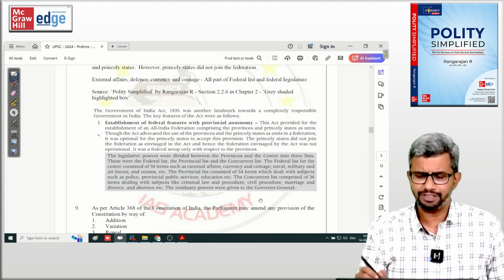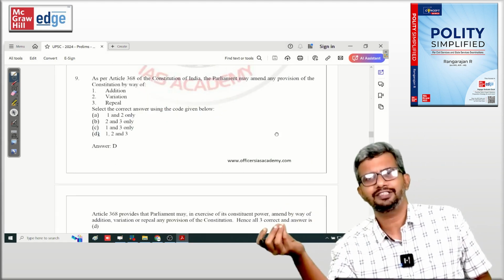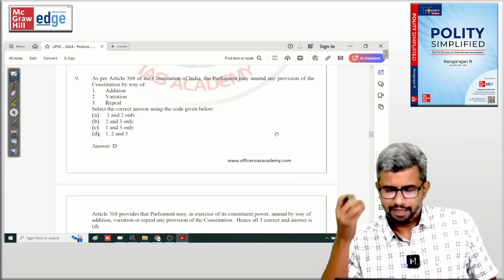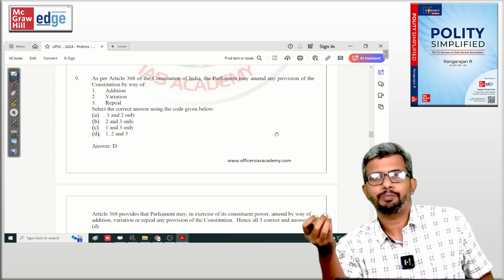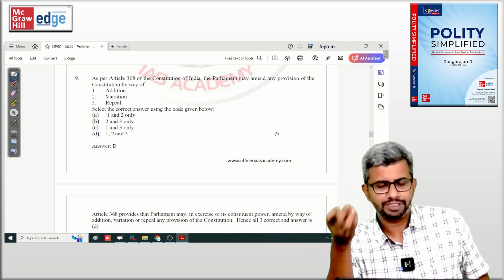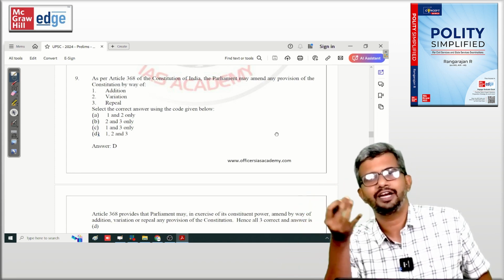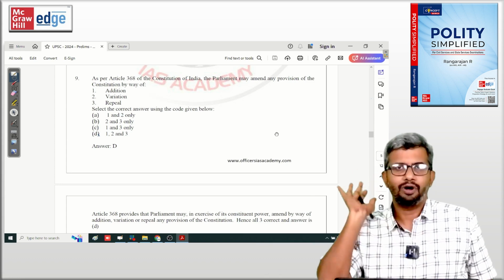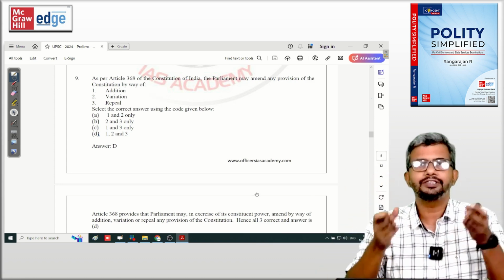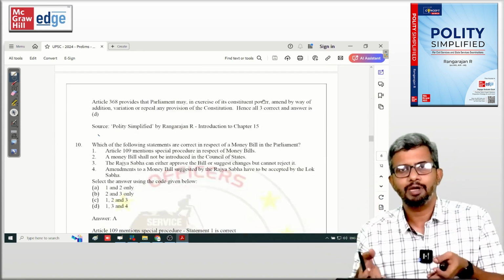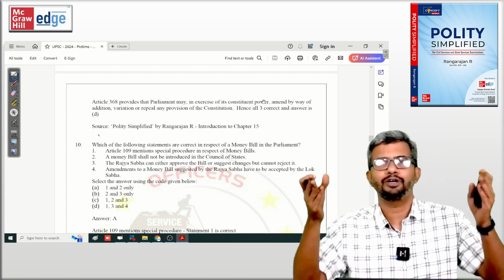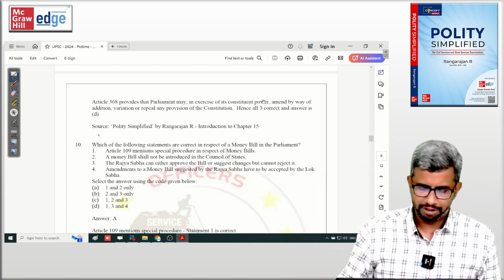Next question, Article 368, very straightforward list. Parliament may, in the exercise of its constituent power, amend by way of addition, variation or repeal any of the provisions of the Constitution. So all the 3 are right. It is the first introductory paragraph in my book, Polity Simplified, on amendment to the Constitution. So you will never miss it.